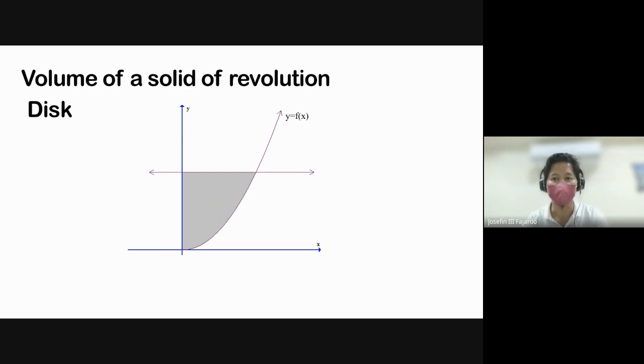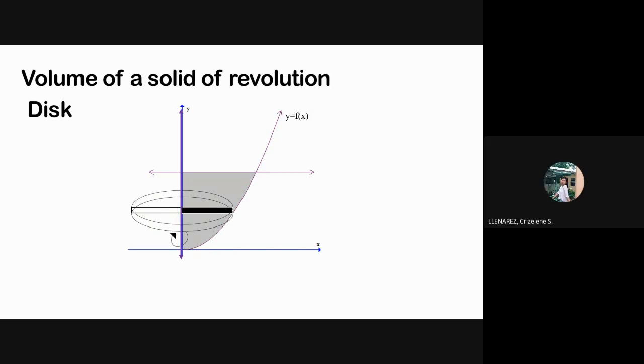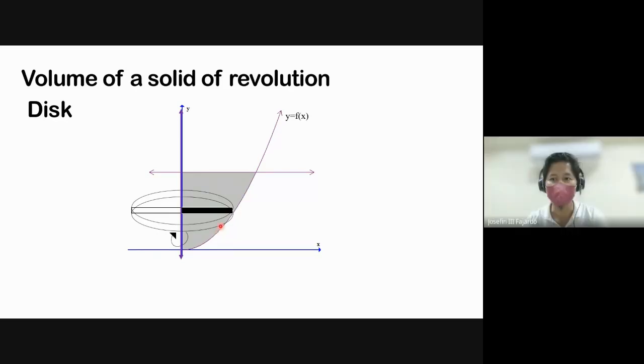Okay. So I will consider an element of area pa rin. Kunwari, I consider a horizontal element of area I have here. And then I will rotate it around the y-axis, this one. If I try to rotate it in this manner, yung rectangle ko, it will actually form a disk. Did you see that? Yes po.